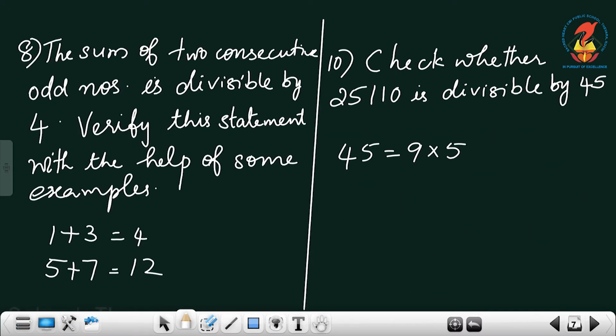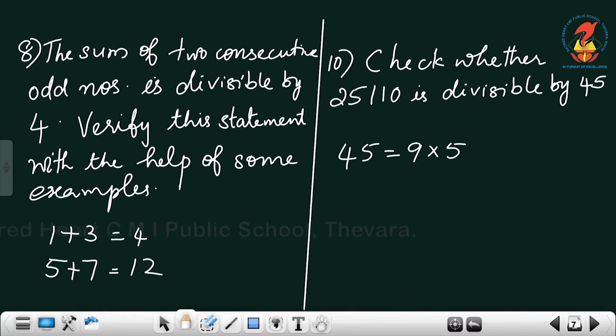8th question, the sum of two consecutive odd numbers is divisible by 4. Verify this statement with the help of some examples. Sum of two consecutive odd numbers. We have to take only the odd numbers. First odd number is 1. Next odd number is 3. 1 plus 3 is 4, divisible by 4. Next 5, and next odd number is 7. 5 plus 7 is 12, divisible by 4.